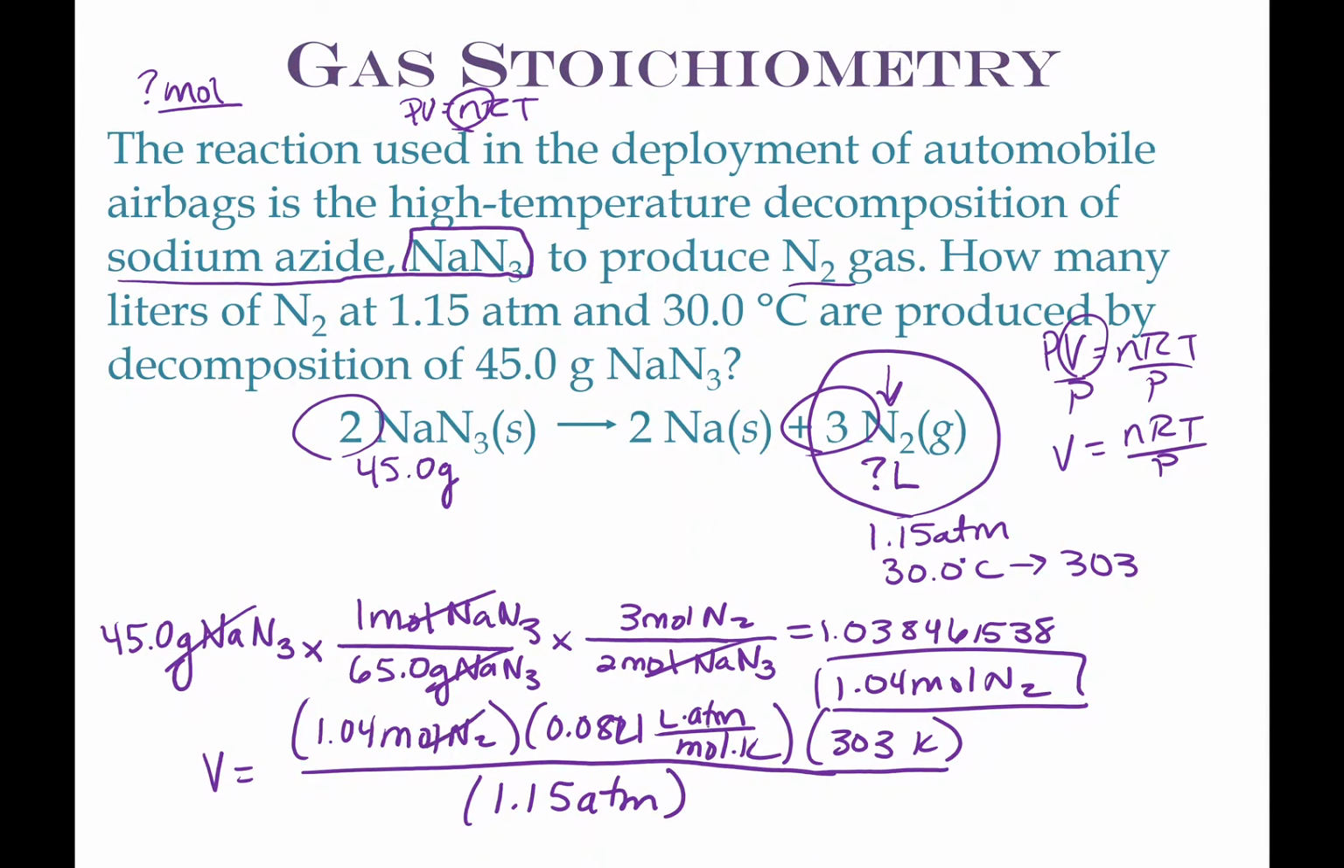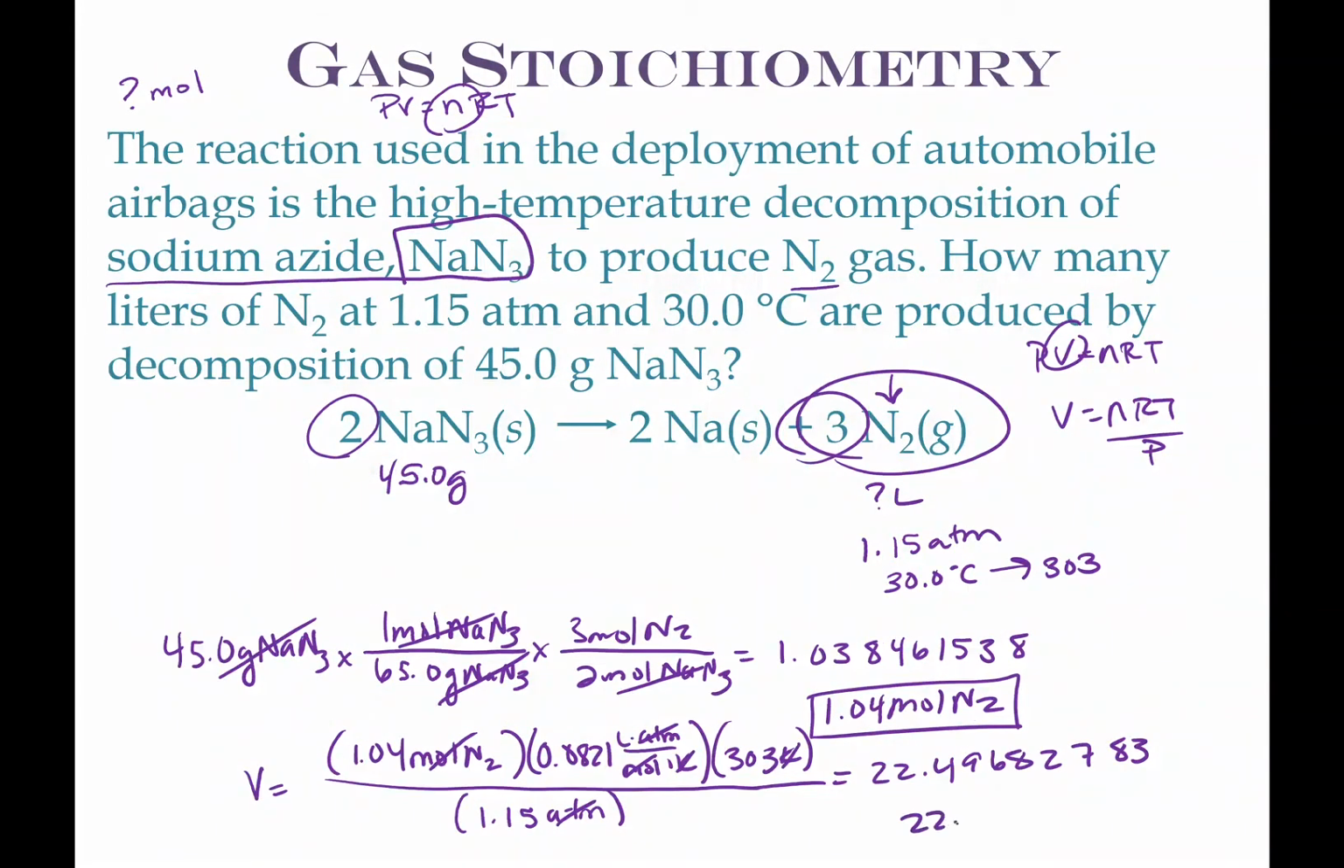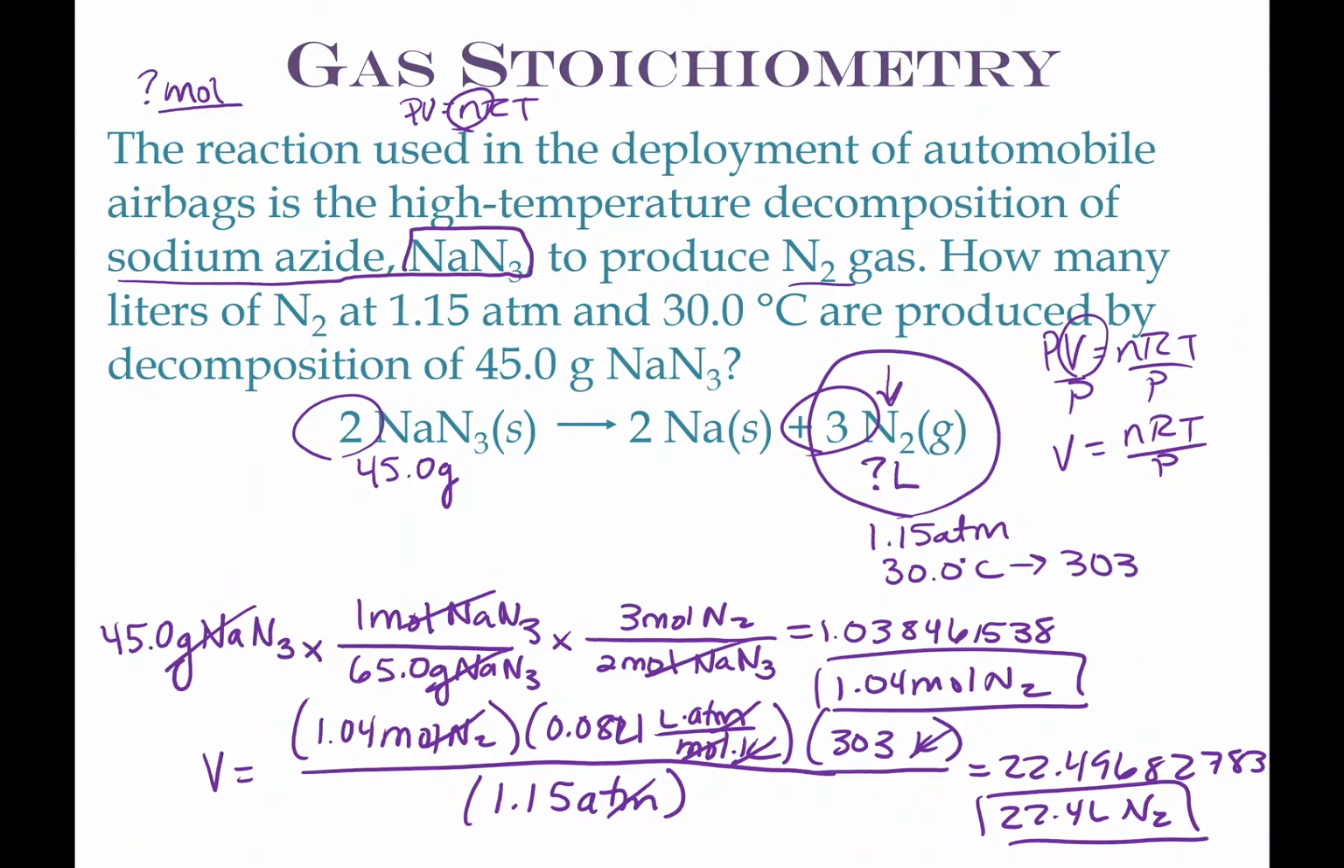Cancel our units: moles cancel, Kelvin cancels, atmospheres cancel, and we do the math. 1.04 times 0.0821 times 303 divided by 1.15, and we get 22.49682783. So that would be 22.5 liters of nitrogen. So really, the first part is just how do we get to moles? Just like always, we can do any stoichiometry we want with this, we just got to get to moles. So that's how we do that.